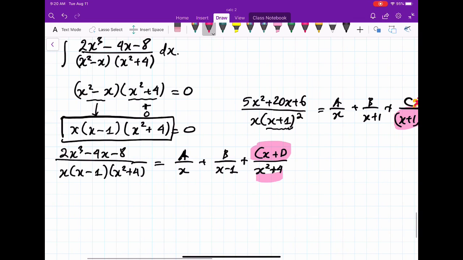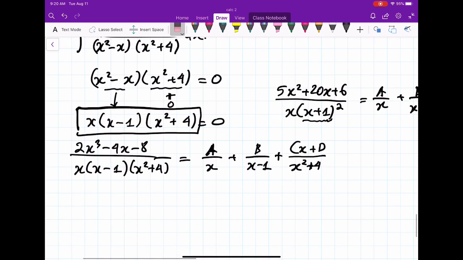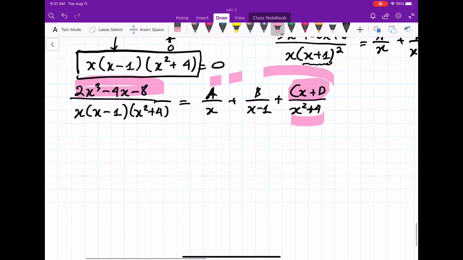But in this case, there's no way to simplify that because x squared plus 4 does not have any zero. So when you write in this form, you need to have cx plus d in here, and the polynomial in here should have degree less than 1 if you compare with this. Agree? And now you do almost the same thing. Just multiply them all together, get a common denominator, and then you compare what is on the top with 2x cubed minus 4x minus 8. Does that make sense?